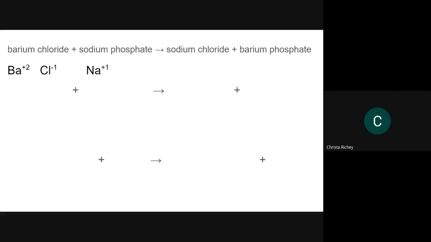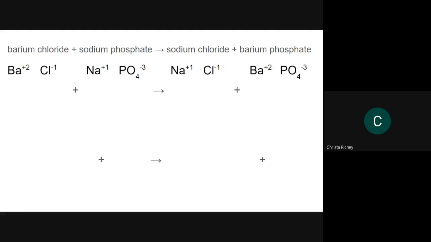Phosphate is PO4. What is the phosphate charge? Negative 3. Now I've already done all the hard work. Sodium, chloride, barium, phosphate. You'll have to look them up more than once if you've already written them down. They just rearranged into a different combination on the other side.